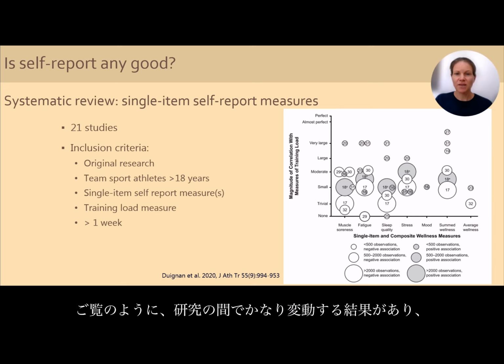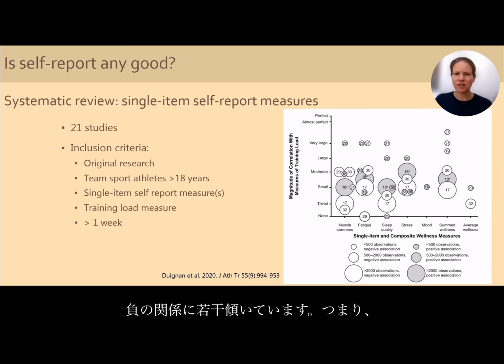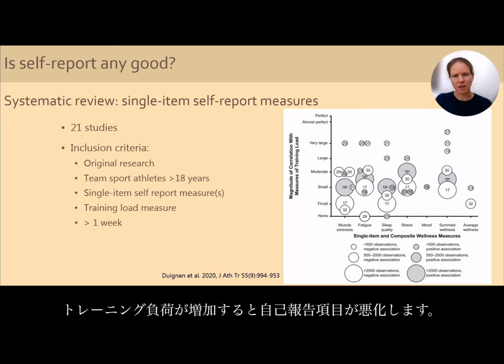As you can see, very variable findings across the studies, with a slight lean towards negative relationships, i.e. the self-reported items get worse when training load increases.